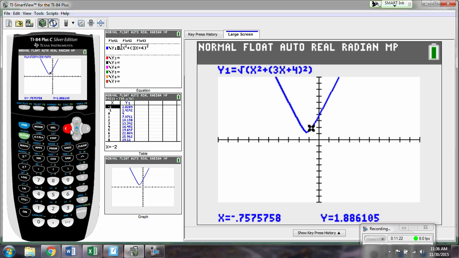We need to figure out where it bottoms out, and so we'll have to use the calculator's minimum feature, and take our left bound, take the right bound, put a guess in the middle, and here we have our result. Rounding to 3 significant digits, when x is negative 1.20, we obtain the minimum distance 1.26.